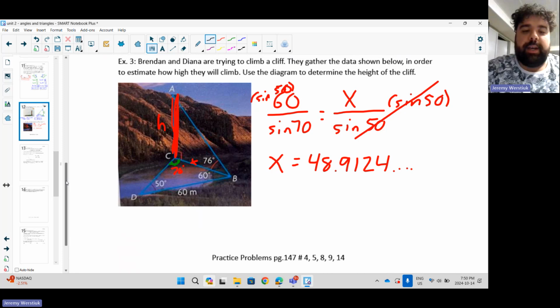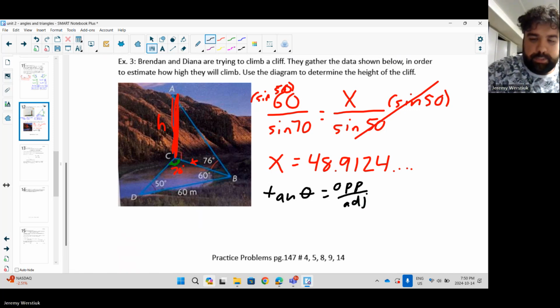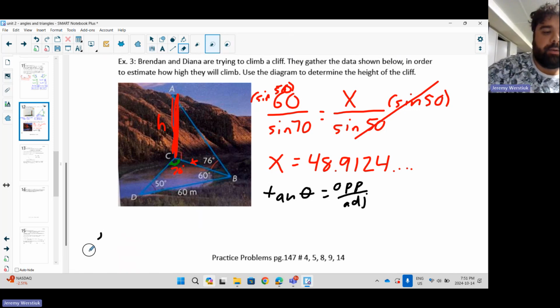But we've got the length of x, and like I said earlier, if I know my 76-degree angle, opposite side is h, adjacent side is x, and I've got a right angle there in the corner, I can use tan. Tan theta equals opposite over adjacent. So let's go ahead and make this work. Once again, I need tan of theta. Let's fix that.